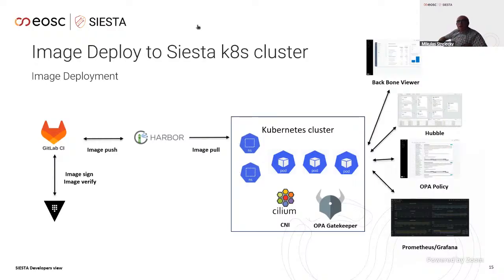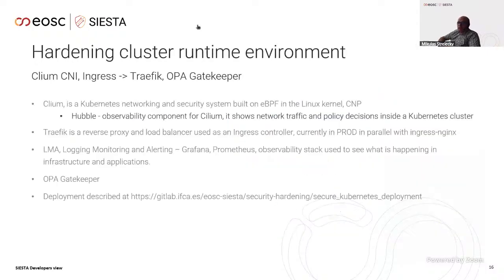The second is focusing on securing your access from the user namespace to the MinIO bucket, so that you will use only a specific storage class, which allows you to bind a PVC into your namespace. I will tell you a little bit more shortly. So, hardening the cluster runtime environment: Cilium CNI.